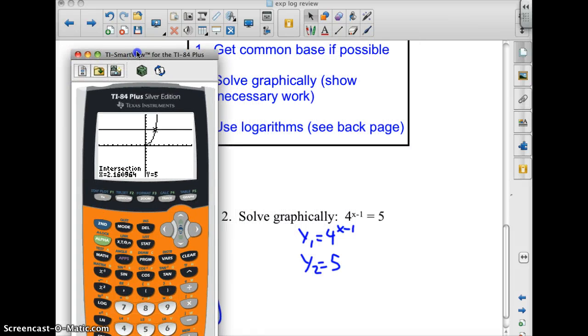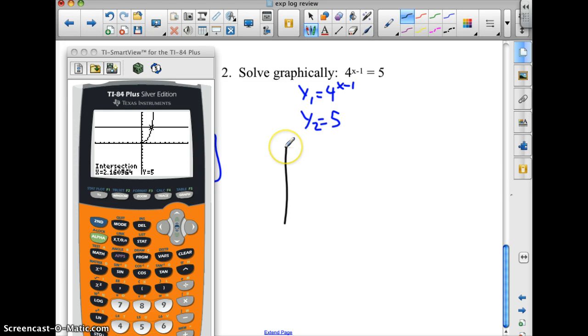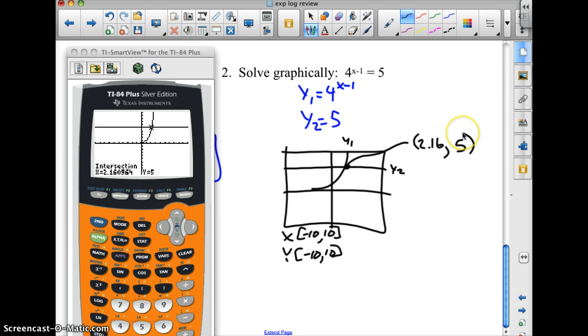All right, how do I receive credit for this graphical solution? I need to kind of show some work here. That work includes the picture, the diagram, the graph that I have come up with, right? This I have already called y1, so that's my y1, that's my y2. I need my window settings. This was the standard window, negative 10 to 10, negative 10 to 10, okay? And then I calculated the intersection. I want you to label the intersection. It was 2.16, comma 5, and then you give the answer, x equals 2.16.